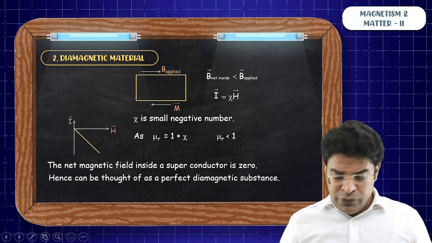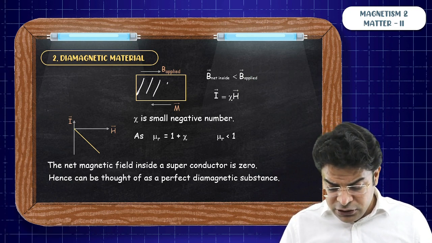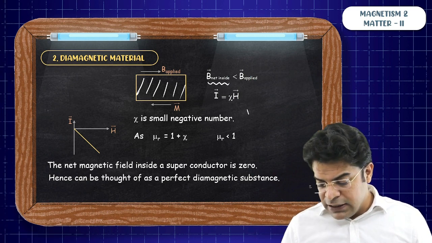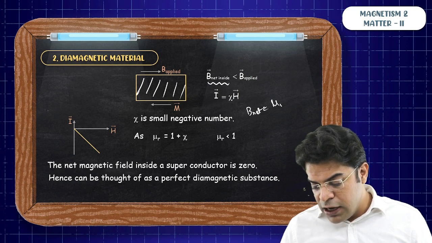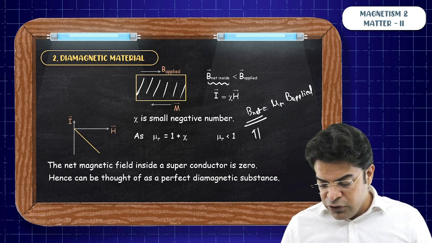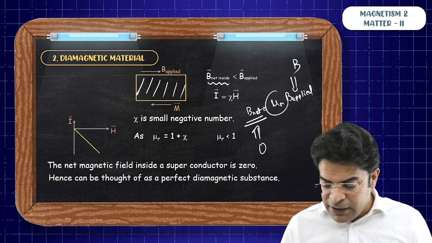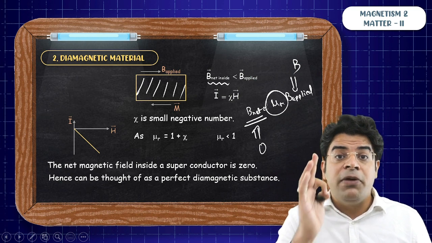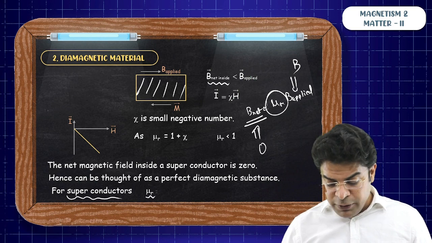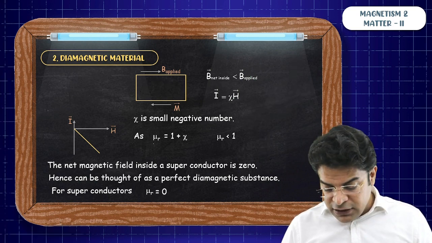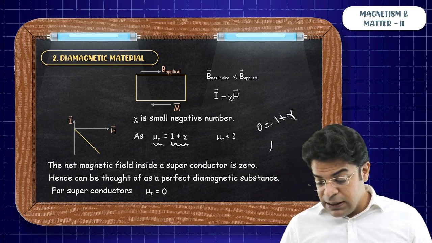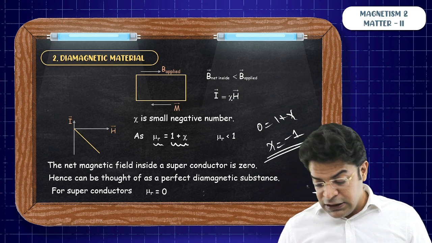Next thing. For a superconductor, you know that the net magnetic field inside is going to be 0. And we know that the net magnetic field inside equals mu r times the magnetic field applied. Now, if the net magnetic field inside is going to be 0, no matter what the strength of the applied magnetic field, this means that the relative permeability for a superconductor is 0. And you know that the relative permeability is 1 plus psi. So 0 equals 1 plus psi. So the susceptibility for a superconductor is minus 1.